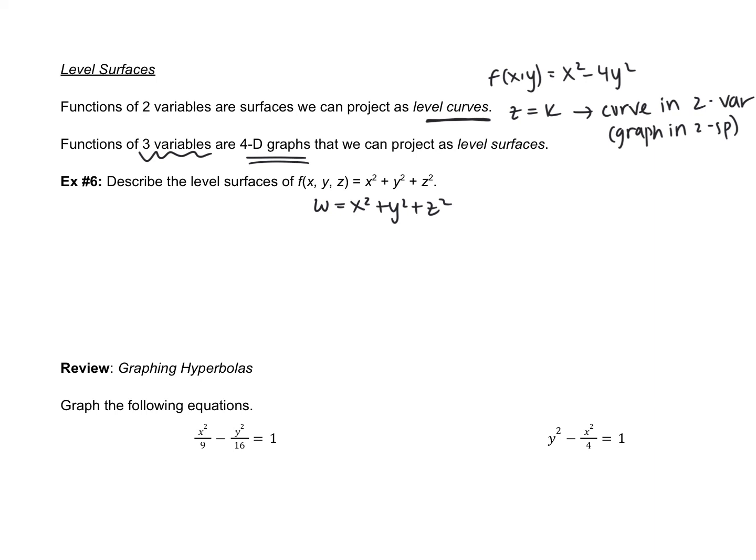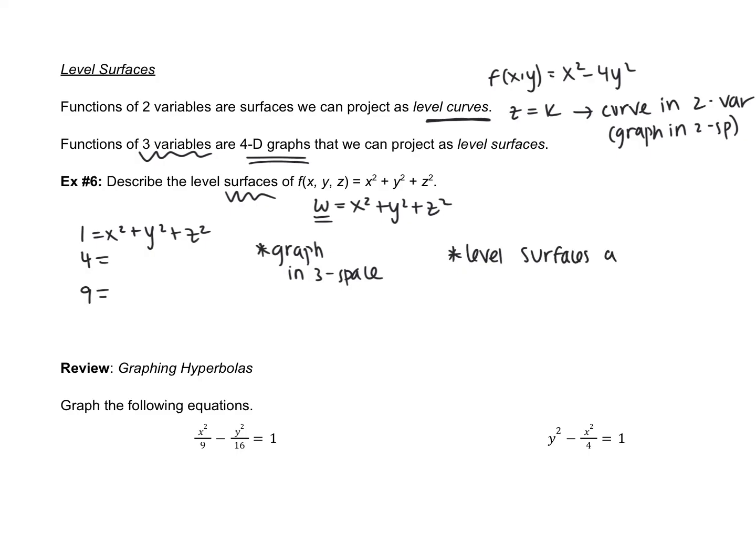So if we're looking at the level surfaces, we're taking this function and we're making it certain values. We're cutting values through. So maybe we choose that value to be 1. Maybe we choose that value to be 4, maybe 9. And so what we get is we get something that we graph in 3 space, which is why it's called a level surface and not a curve. It's a surface because it's graphed in 3 space. So if we were to describe these level surfaces, we would say that the level surfaces are spheres that are centered at the origin.